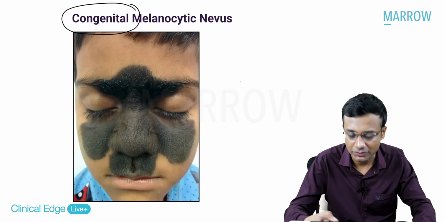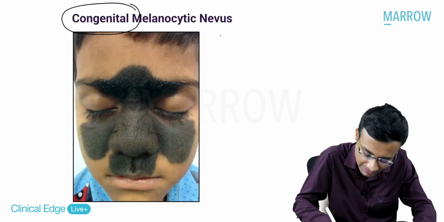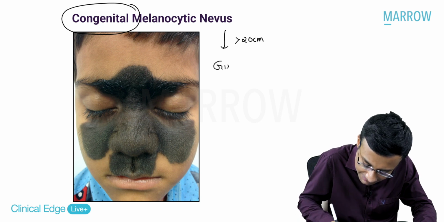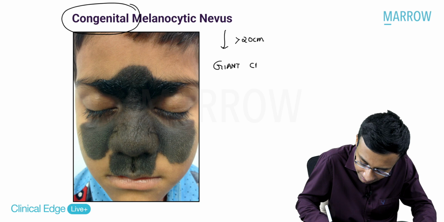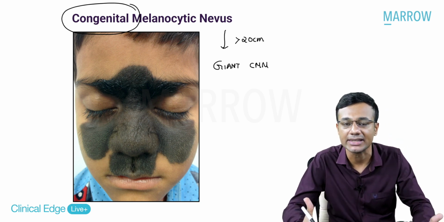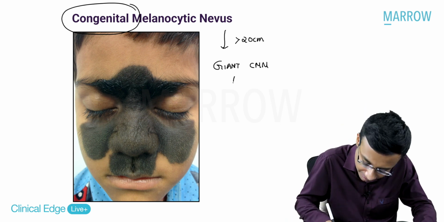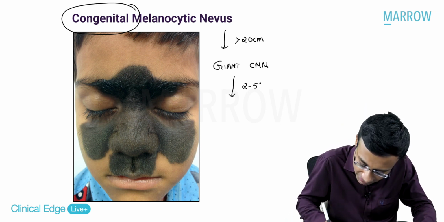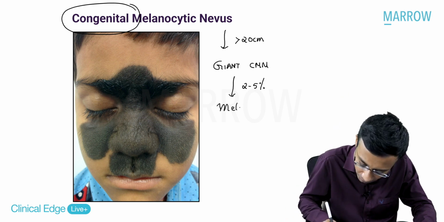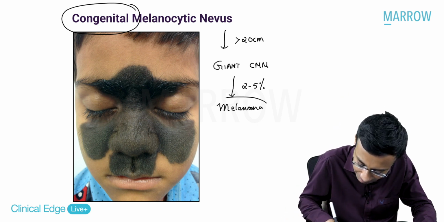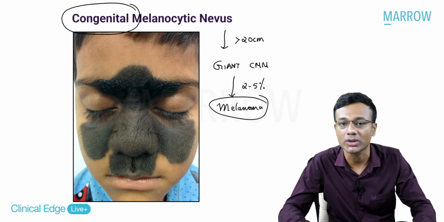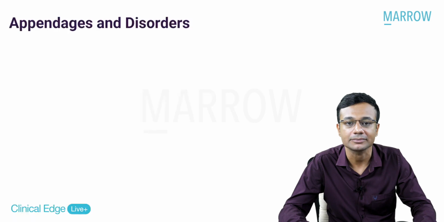And one extra point which was asked in the recent NEET exam: always remember if the size is more than 20 centimeters, we call it giant congenital melanocytic nevus, and these patients always have to be under surveillance. We have to closely look at them because there is a 2 to 5% chance in the future to develop melanoma, when the size of the nevus is more than 20 centimeters.